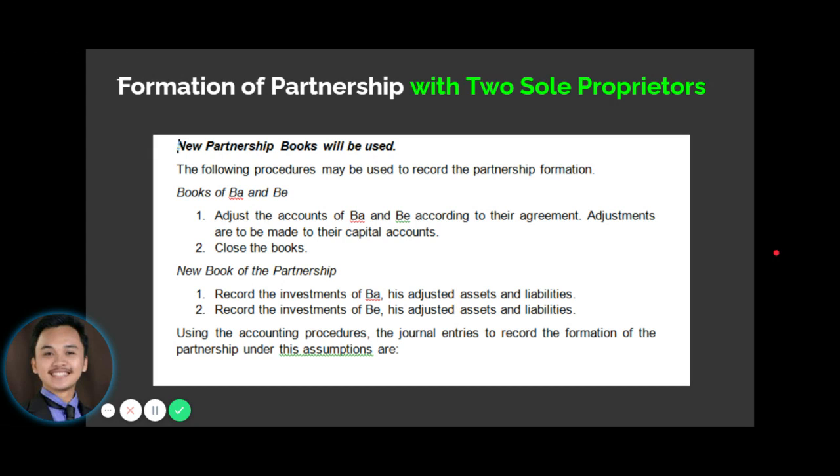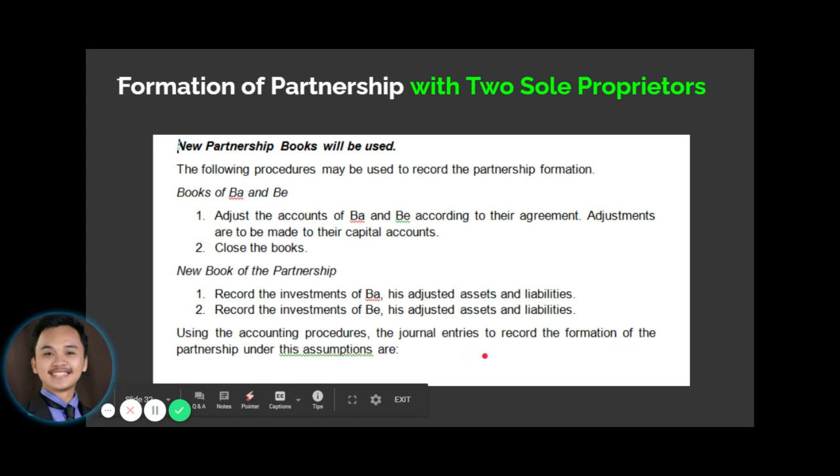So the following procedures may be used. Una, adjust the accounts of Ba and Be according to their agreement. Adjustments are to be made to their capital and then close the books. Sila duha. I-adjust nimo and then i-close nimo ang books. And then, sa new book of the partnership, i-record nimo ang investment ni Ba using his adjusted assets and liabilities, and then i-record nimo ang investments ni Be using his adjusted assets and liabilities. Actually, no need to discuss na ni siya kay paulit-ulit lang ang proseso. No? Pero for formalities, let's just finish this.